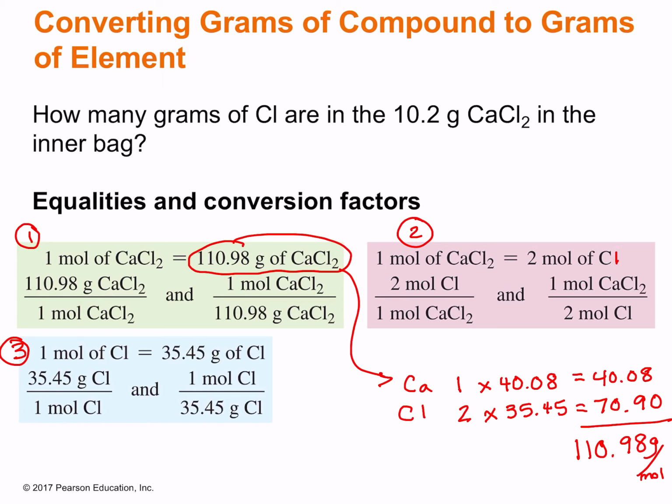But for every 1 mole of calcium chloride, we have 2 moles of chlorine. And again, that's because of this 2 here. That 2 is telling us this 2. And then for the third step, we'll use the molar mass of chlorine on the periodic table to get from grams of chlorine to moles of chlorine. So this is going to be a good long problem.